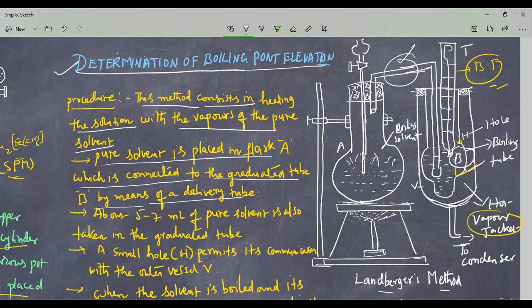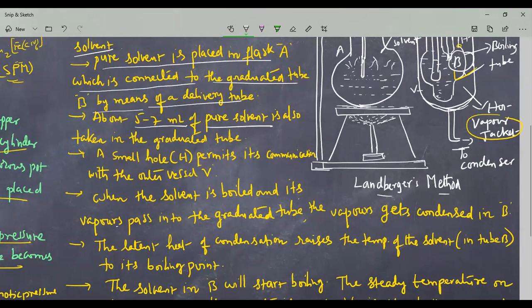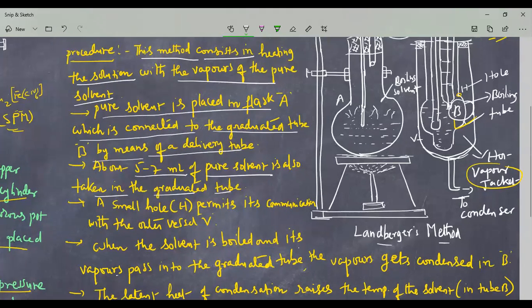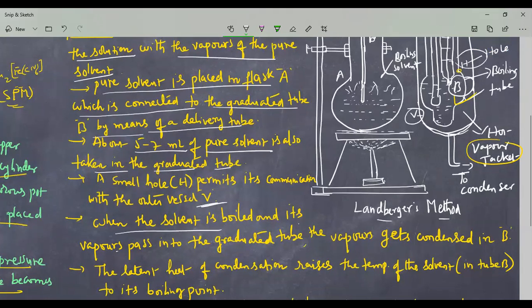So B is the graduated tube in this one. And now about 5 to 7 ml of pure solvent is also taken in the graduated tube. See, B is there, and in B we will take that 5 to 7 ml of solvent. A small hole, which we have shown with the symbol H, permits its communication with the outer vessel V. V is the outer vessel, and we have given a symbol for V in the diagram. When a solvent is boiled, its vapors pass into the graduated tube.